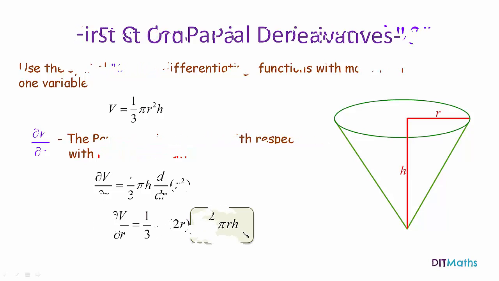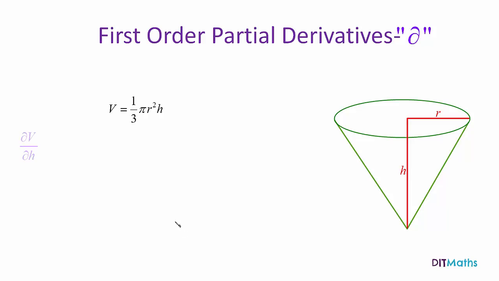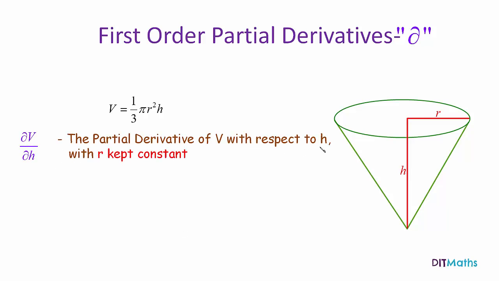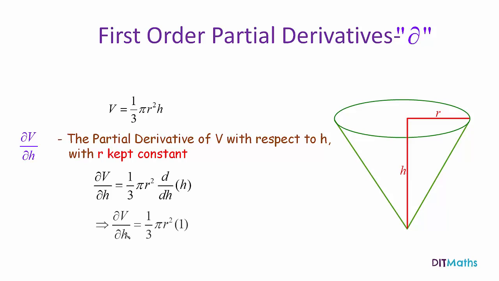So therefore the partial derivative of the volume with respect to the radius is 2/3 pi rh. So now let's consider ∂v/∂h, which is the partial derivative of the volume with respect to h with r kept constant. So if we differentiate the volume, keeping r constant, we get 1/3 pi r squared times the derivative of h. And differentiating h, we just get 1. So ∂v/∂h, the partial derivative of the volume with respect to the height, is 1/3 pi r squared.